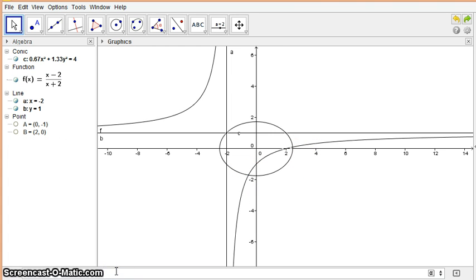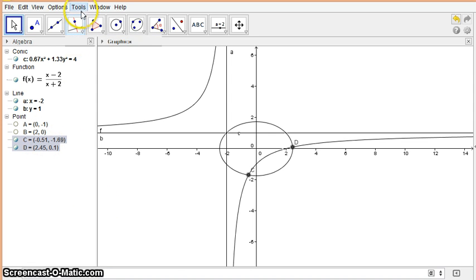I'm not actually sure I can do that here. Maybe I can. Intersection of F and C. There we are. And we get these two values.